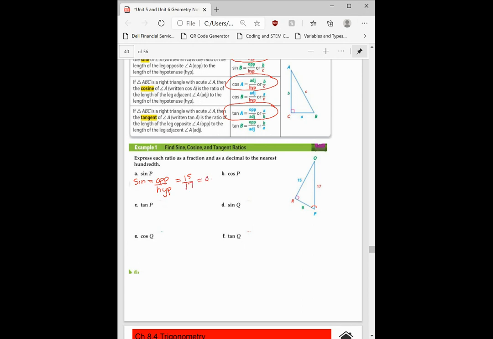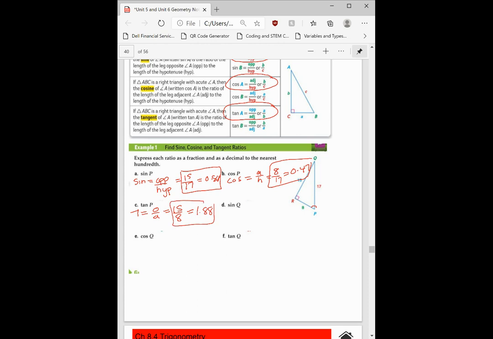So this is approximately 0.88. Okay, let's do B. Cosine is adjacent over hypotenuse. Well, we're looking at P again, so adjacent to that would be 8, and the hypotenuse is still 17. So that is equivalent to 0.47. Okay, let's do tangent of P. So tangent is opposite over adjacent. Well, the opposite is 15, the adjacent is 8. So 15 over 8 is 1.88.